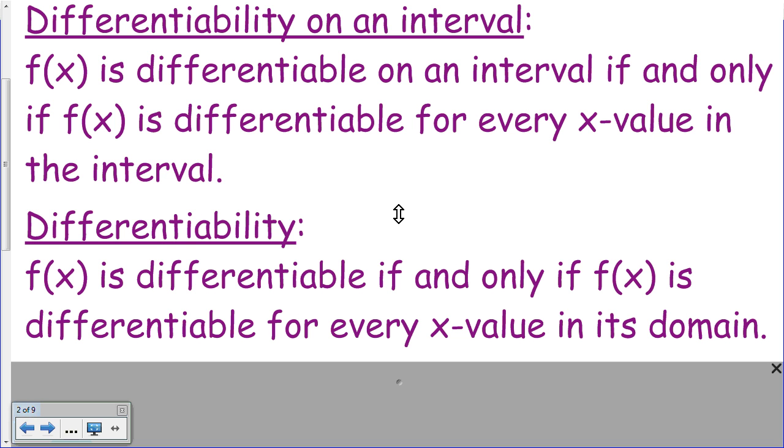Many functions that we work with are differentiable at every single point. All of the polynomials we've studied so far, our exponential functions, those are all differentiable. Our logarithmic functions, etc. A lot of functions have that property, that they're differentiable at every point, but there are still some functions out there that don't have this property.